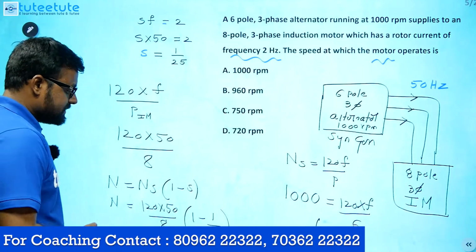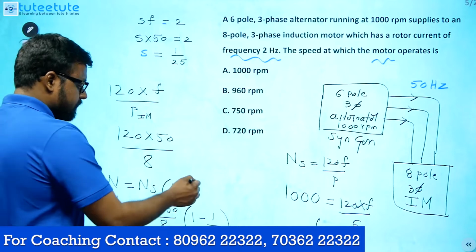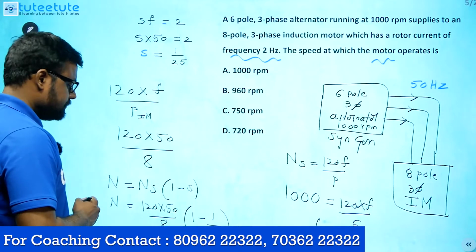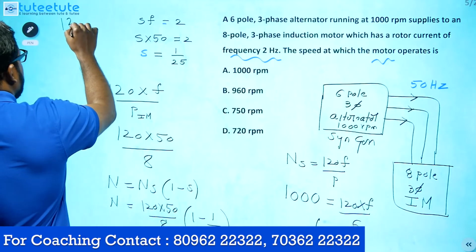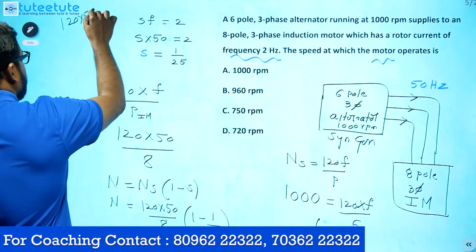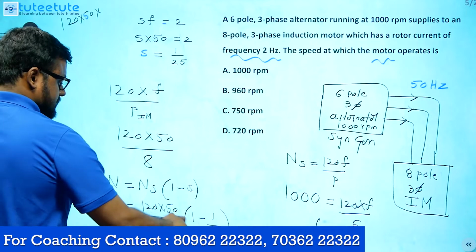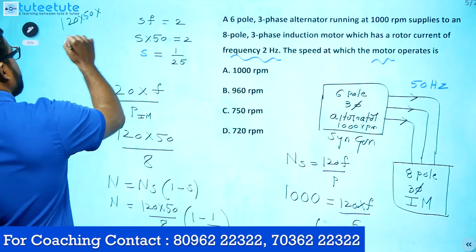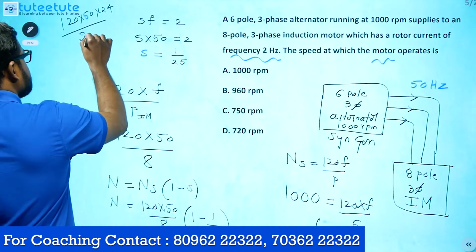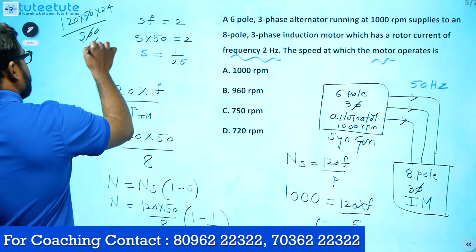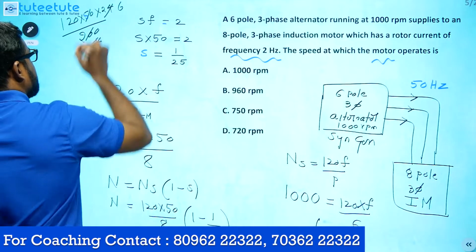So let us calculate this value. So it will be 24 by 25. Okay. So let me write down here. So this is 120 into 50 into 24 divided by 25 into 8. 25 into 8 is 200, students.